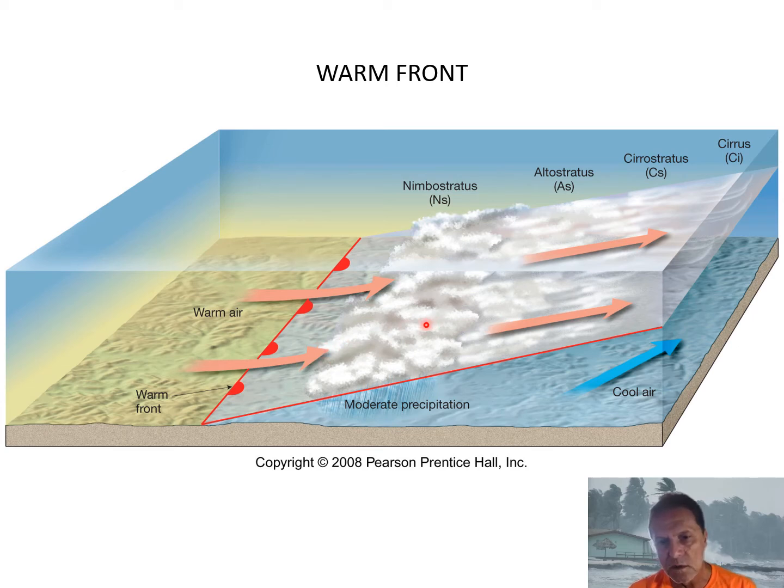types of clouds over elevations ranging from near ground surface on up higher. So we have nimbostratus, or rain clouds, at lower elevations, and altostratus a bit higher, cirrostratus higher still, then cirrus up here. So again, same principle. The warm air is being forced upwards, but it is being forced upwards more gradually. So you get longer lasting rainfall over a period of maybe a few days even, but it's moderate precipitation.